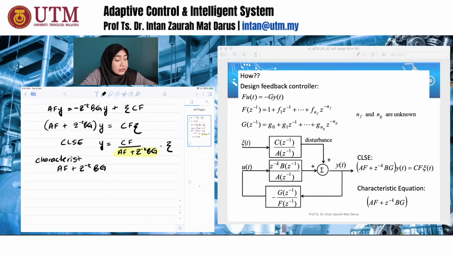Okay, why is the characteristic equation so important? It will actually determine if your system is stable or not stable. From the closed loop system equation, we can obtain our poles. For the pole assignment method, what we want to do is assign a pole to the system so that the system remains stable.